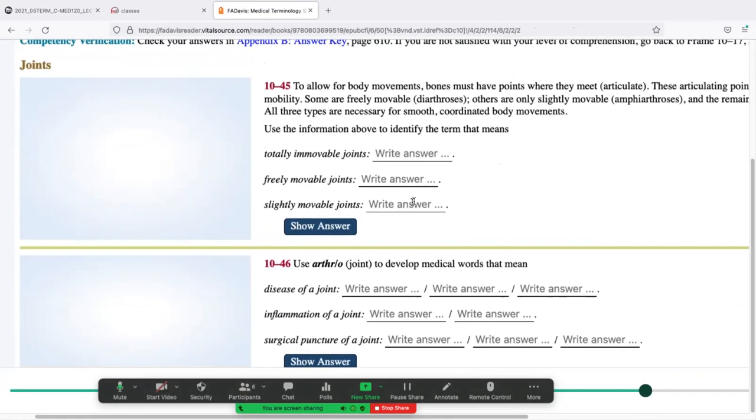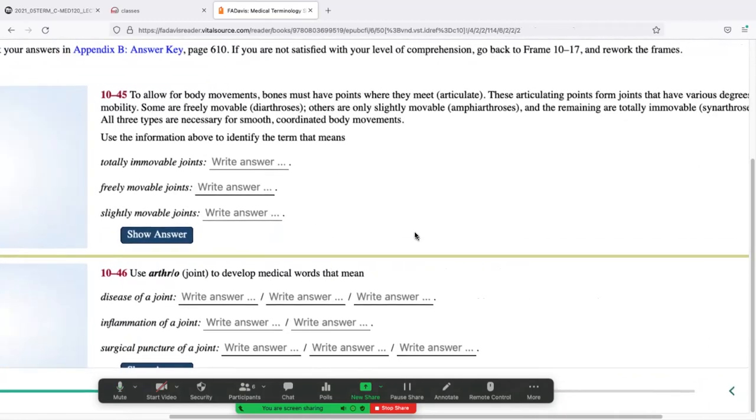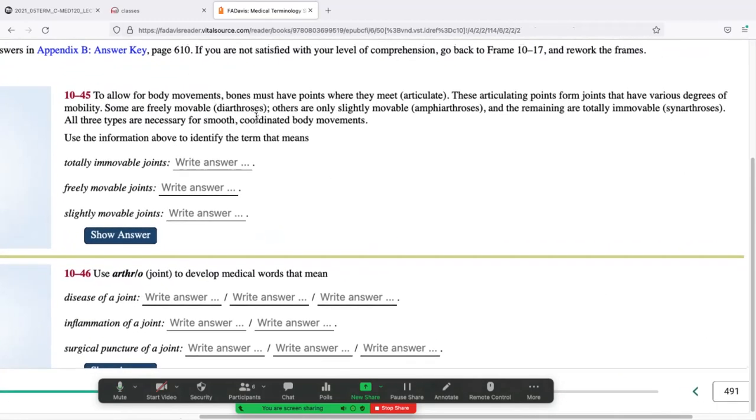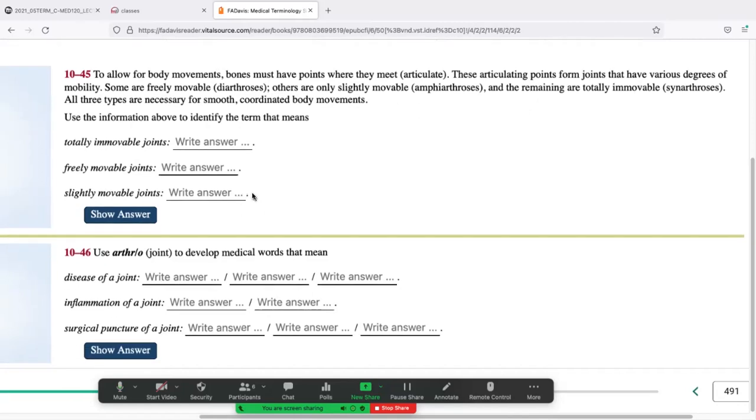Diarthrosis, amphiarthrosis, and synarthrosis. Now, diarthrosis: dia means complete or thorough, so thoroughly or completely movable. Amphiarthrosis means somewhere in the middle. Synarthrosis: syn means the same. So if two things are the same, that means they're standing still. So that's synarthrosis. So diarthrotic, amphiarthrotic, synarthrotic, and the person who's really great at that is, of course, the Department of Rheumatology.